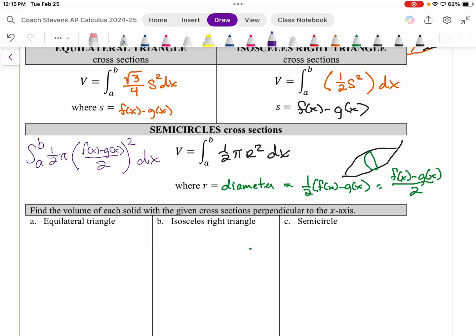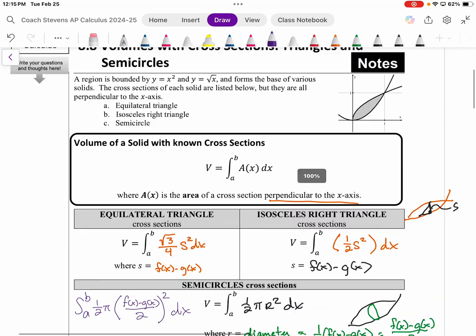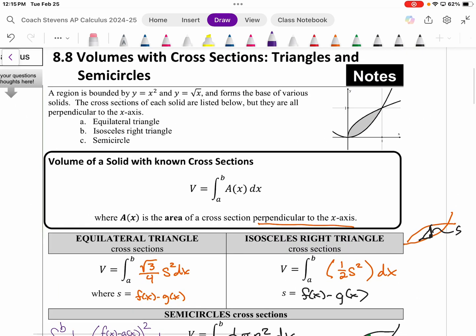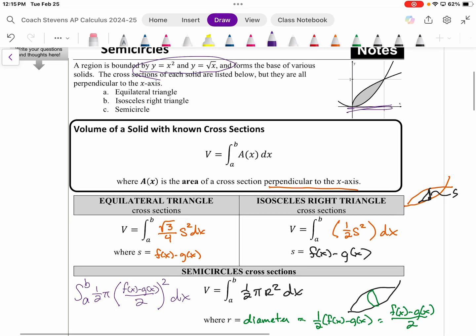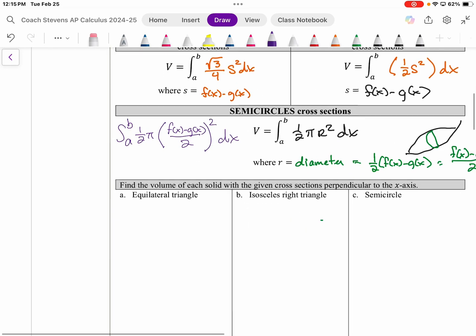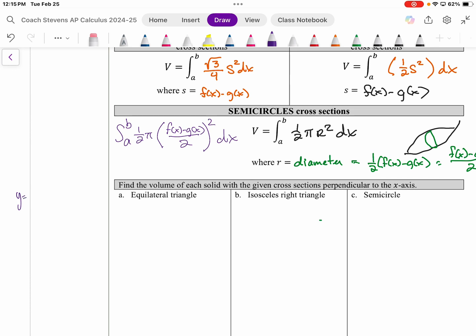Okay. All right, equilateral triangle says find the volume of each solid with the given cross sections perpendicular to the x-axis. Great. So then you're looking at it and you're like, oh, they want us to use our problem from yesterday. So with that in mind, I'm going to pull back over here. y is equal to x squared. y is equal to the square root of x. I'm going to pull back those two equations from yesterday, which were at the very top of the page.